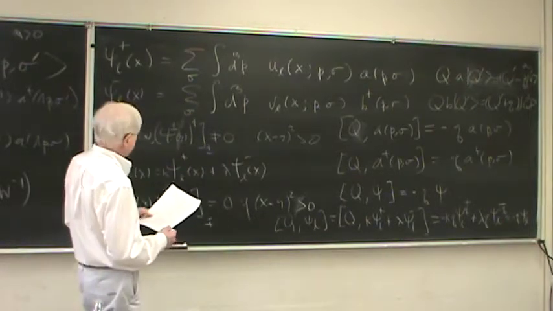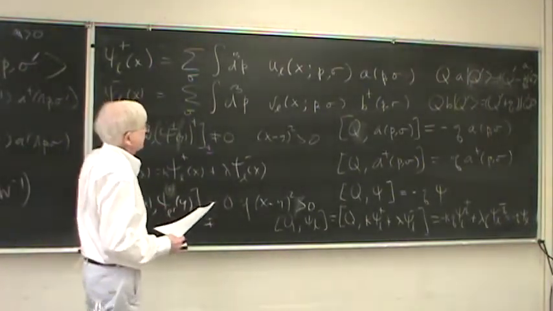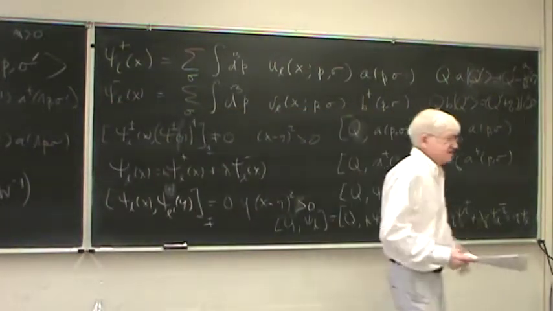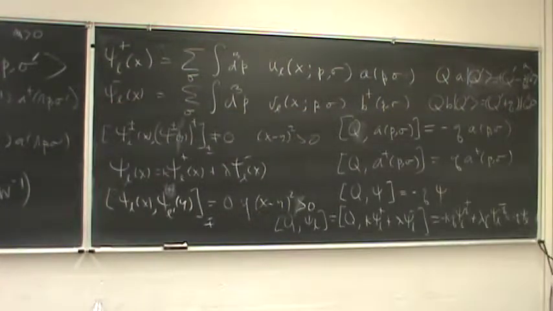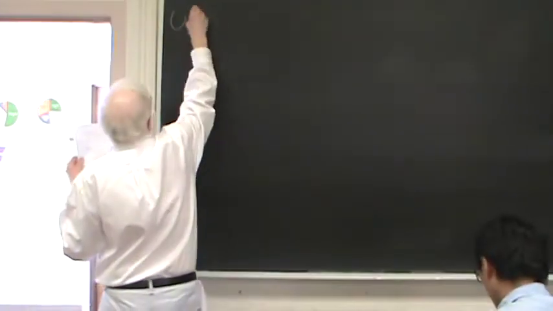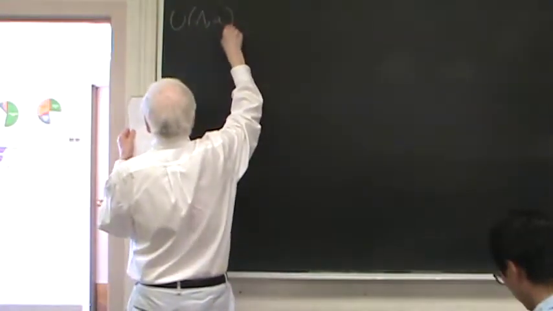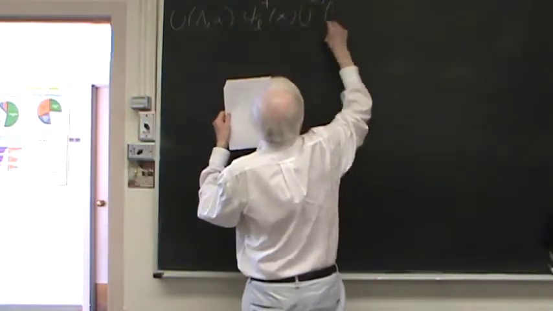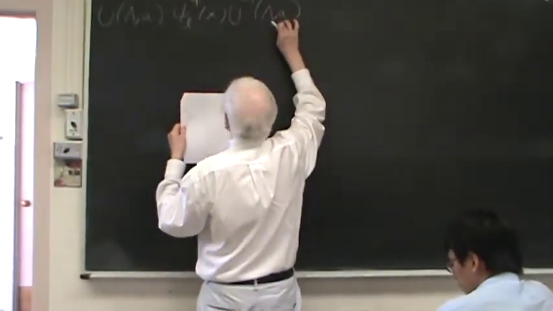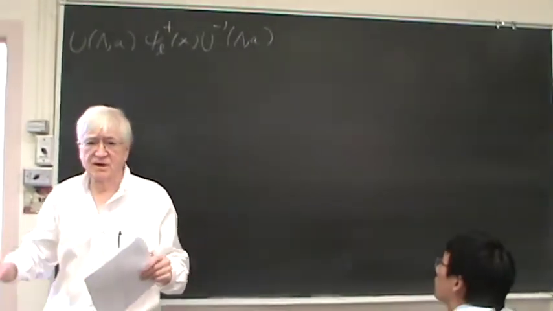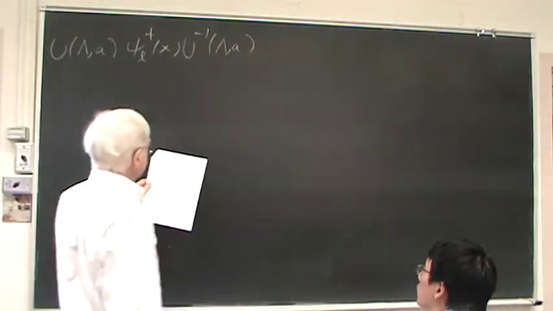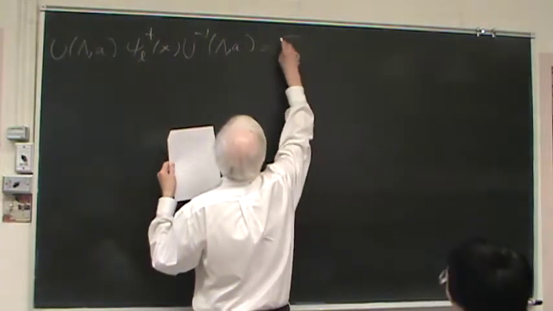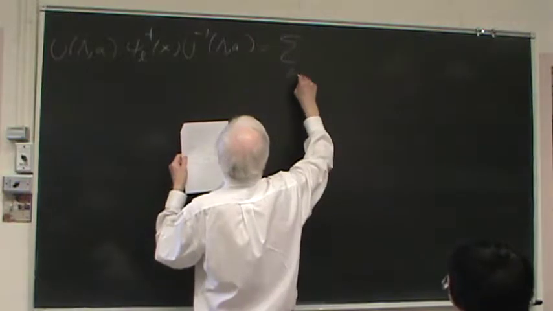All right, so how the fields transform. Well, these are the fields, and these are antiparticles. That's why I'm using b there instead of a. And so then what we have is U of lambda a on psi L plus of x, U inverse of lambda a. Now a is the translation, so this is just some 4-vector. And this is the sum over L bar.